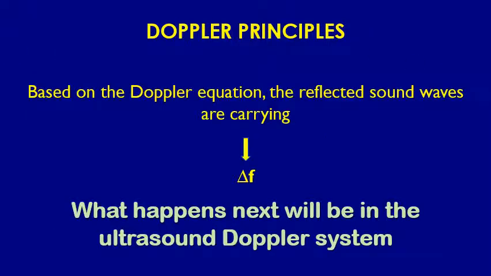So far, what we discussed was the creation of the Doppler shift, what the factors are, and what the difference is between the Doppler and the B mode. Now we're going to the next step, which is how this Doppler shift is dealt with by the ultrasound system. From this point, we'll discuss what happens next in the ultrasound Doppler system.